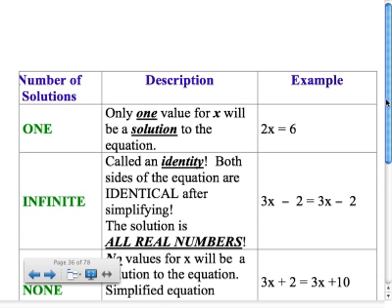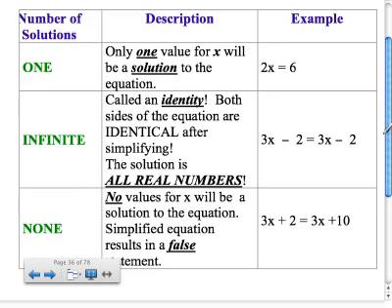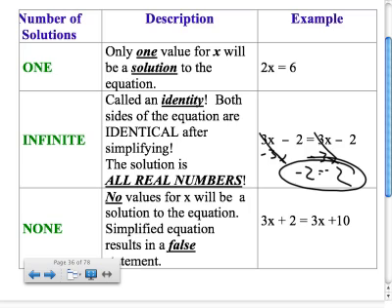Okay, something new from this section. Only one value for x will be a solution to the equation 2x equals 6. Okay, there are infinitely many solutions. If you work out and your x's end up canceling, you'll notice here I would subtract 3x from both sides. So this guy cancels and this cancels, so you get negative 2 equals negative 2. If that happens, and that's a true statement, that's what's called an identity. Okay? That's an identity. And so the answer here, the solution, would be all real numbers. You could plug in anything for x, and it's going to work.